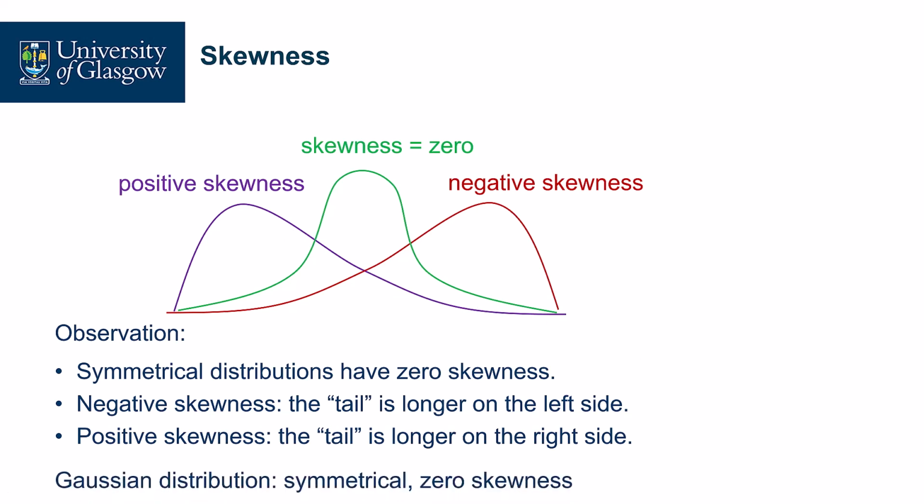The Gaussian distribution, we can think of as symmetrical, so its skewness is 0. But there are many datasets whose skewness is not 0, and some have very strong skewness. Later we will see how to handle that.